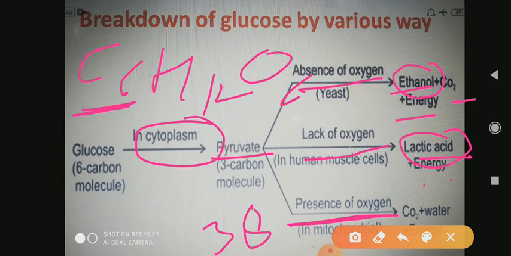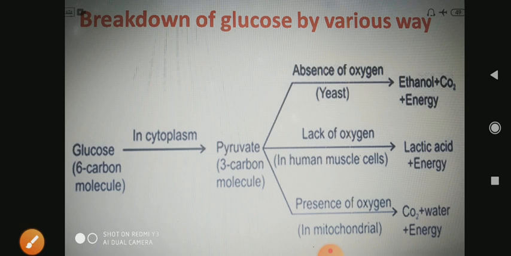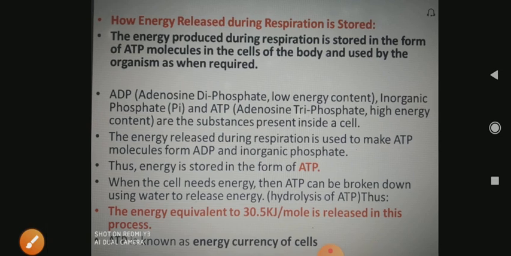Okay. Then come to the next. Next is how the energy released during respiration is stored. Now see, I told you the energy is generated in the form of ATP. The energy produced during respiration is stored in the form of ATP molecules in the cells of the body and used by the organism as and when required.